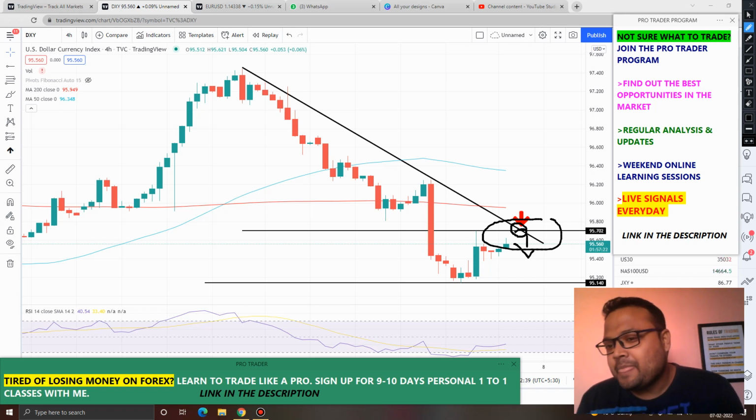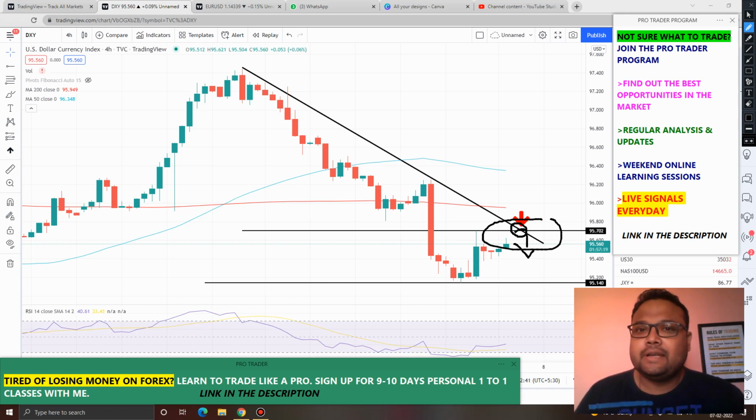Anyways, let's hope for the best because overall the structure of DXY on the daily chart is still strong. Let's see how the market reacts, how the market moves.